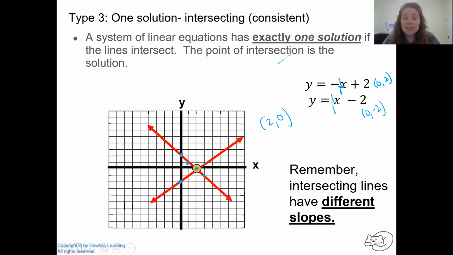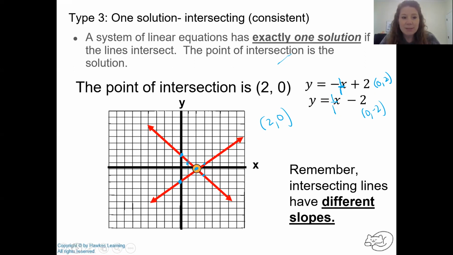Intersecting lines have different slopes. That's not always true. I'll have to disagree with that statement. But anyway, most of the time it is. All right, so the point of intersection is (2, 0).